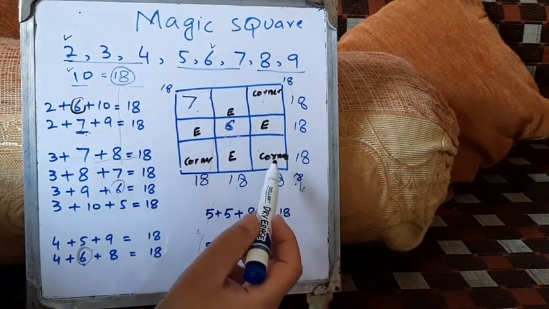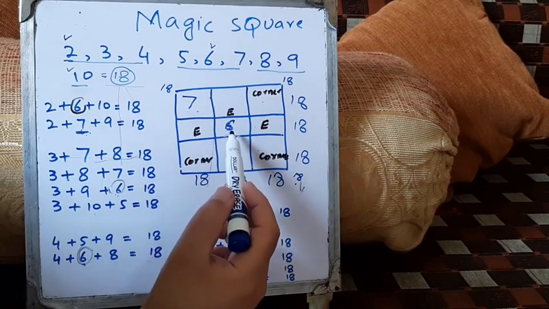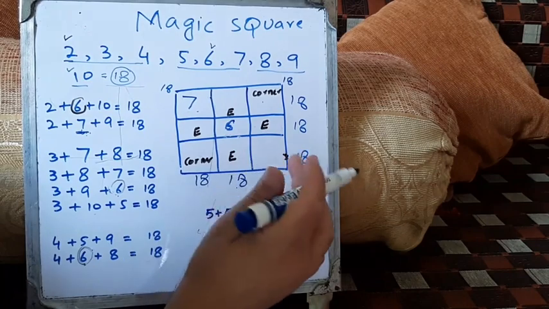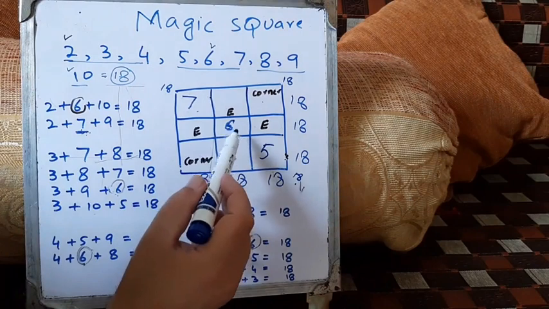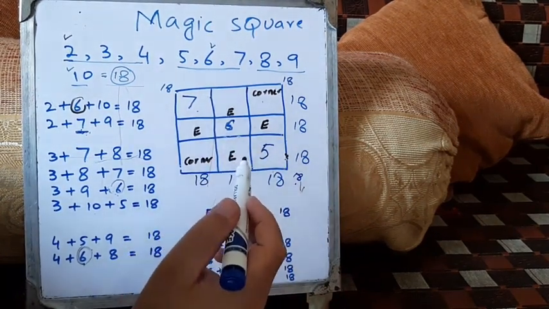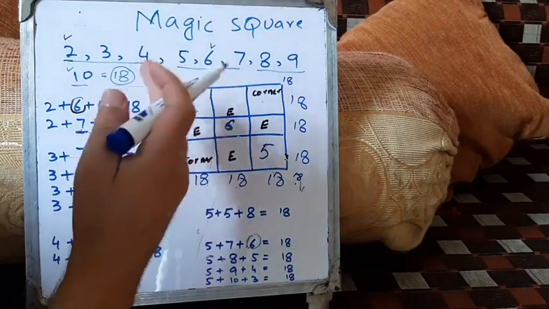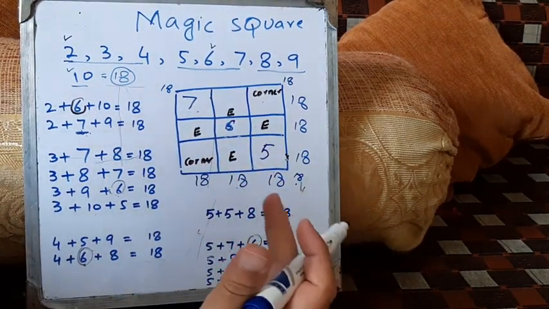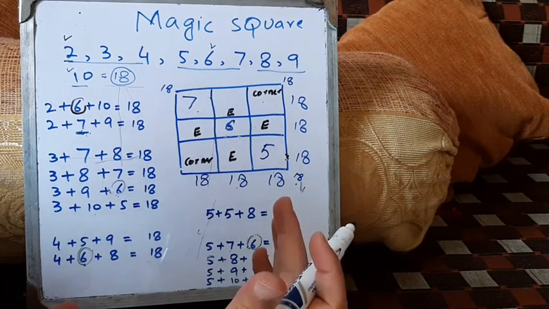Now, it's very easy to judge the other numbers. For instance, your goal is to get the number 18 here. So 7 plus 6 is 13. So of course the other odd number, which is 5, should come here. So that would make 7 plus 6 plus 5, 18. And you can adjust other numbers quite easily. Even if you don't look at how many different combinations of sums the numbers are involved in, you can do it quite easily.